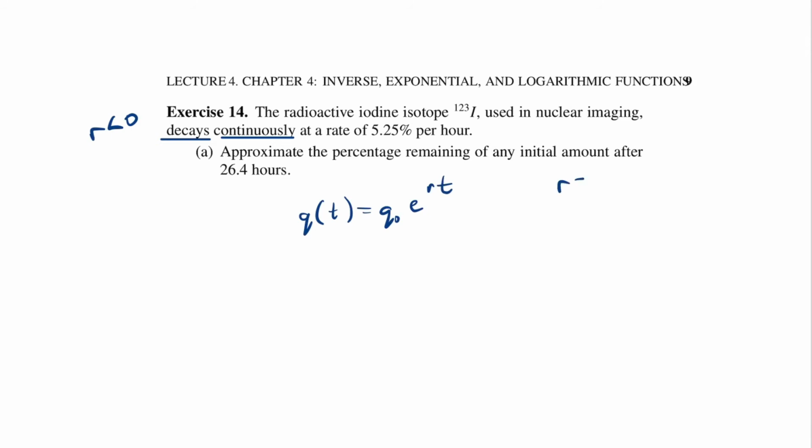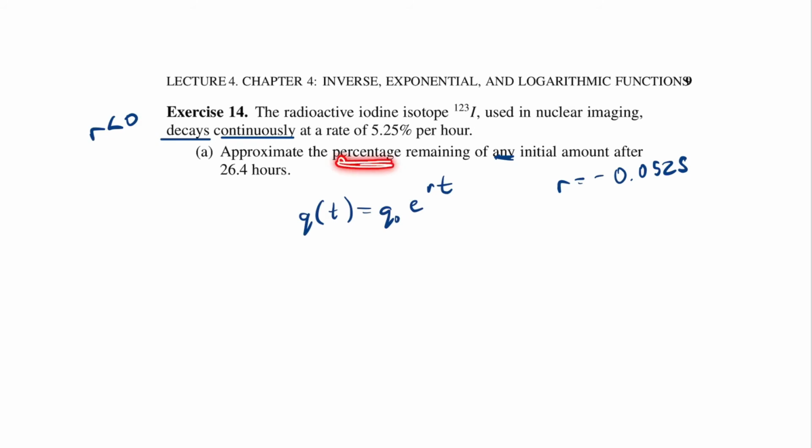We know that r is negative 0.0525. I converted this to a decimal by moving the decimal 2 spaces to the left, and I make it negative because it's a decay problem. And it says approximate the percentage remaining of any initial amount after 26.4 hours. So notice they say any initial amount. Whenever they say any, you can choose whatever initial amount you want.